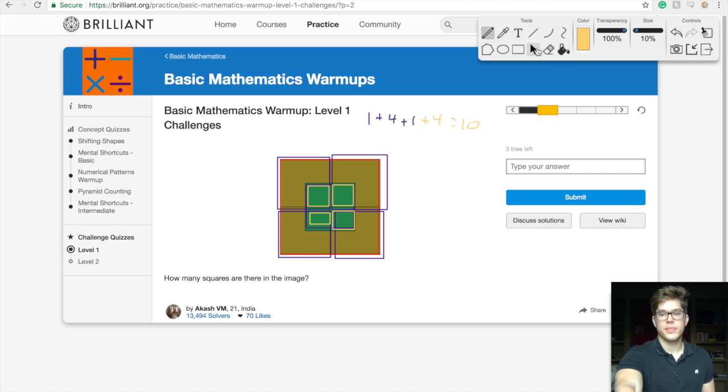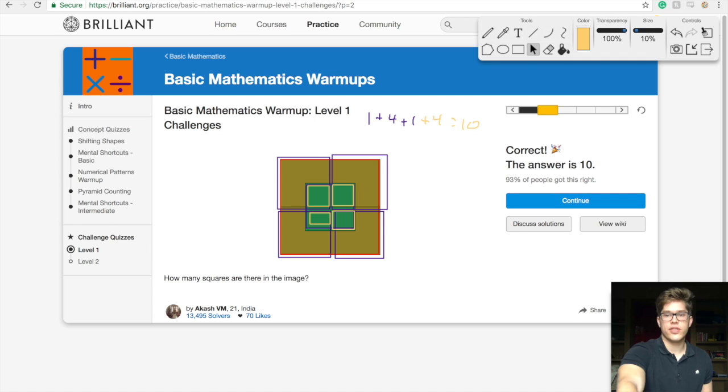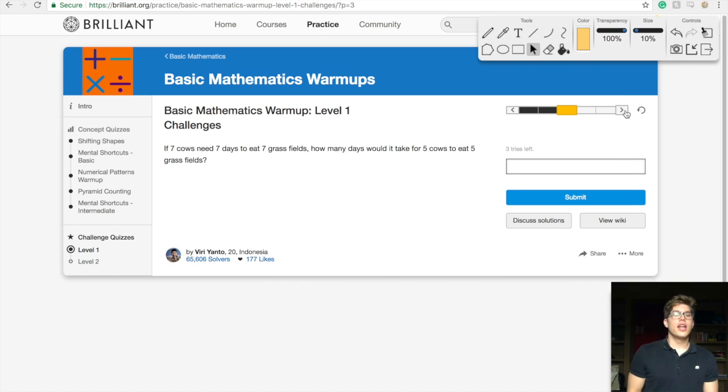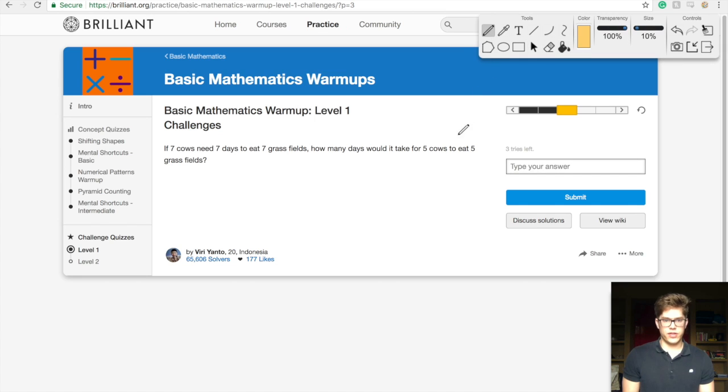Let's see what we get. Excellent, 10 squares. Next problem. If seven cows need 7 days to eat 7 grass fields, how many days would it take 5 cows to eat 5 grass fields? So this is curious. We have 7 cows, and it takes 7 days to eat 7 fields.